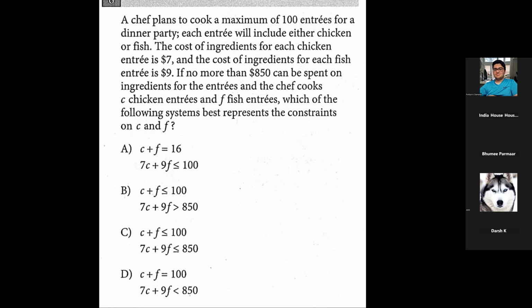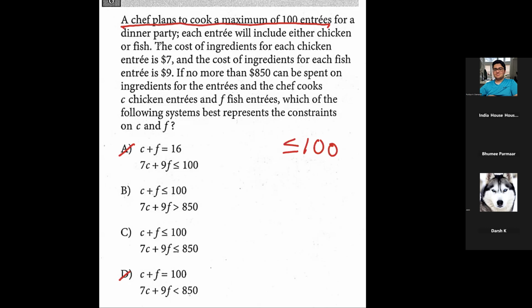Okay, so for this question, we're told a chef plans to cook a maximum of 100 entrees. That means the total number of items they cook has to be less than or equal to 100, because they can't cook more than 100. Maximum also means that they can cook less than that. So C plus S equals 16, no. Less than or equal to 100, that's fine. Less than or equal to 100, that's fine. C plus F equals 100, no, because it can also be less than.